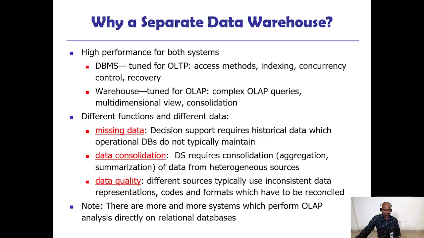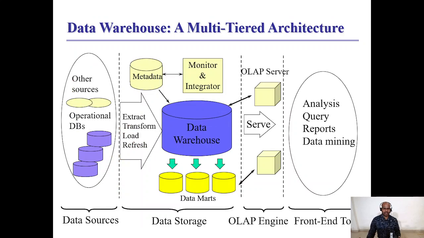Note that there are more and more systems which perform OLAP analysis directly on relational databases. So this is the typical warehouse structure. It is a multi-tier architecture. In this we have 3 tiers, or you can say 4 tiers, but we will neglect the first tier, that is data sources, and we will consider the remaining 3 tiers.